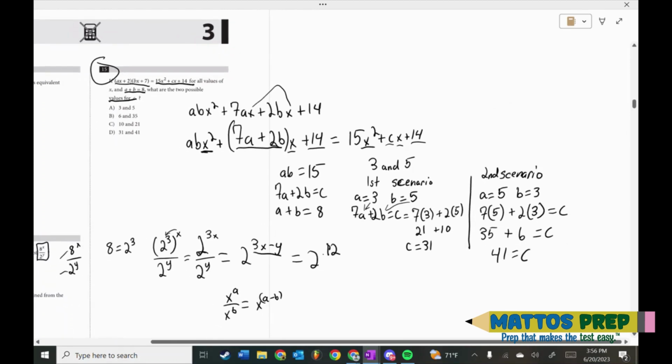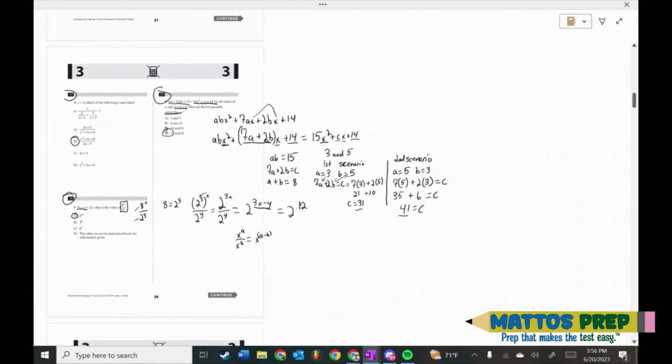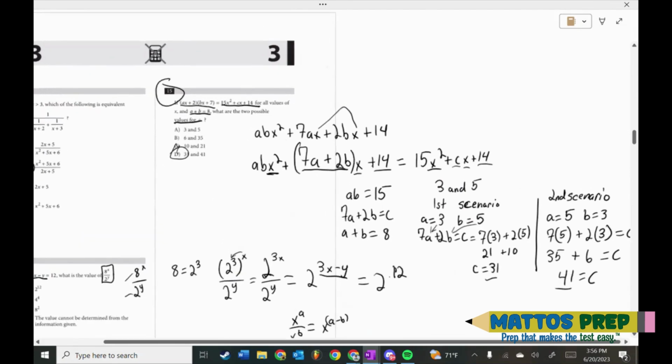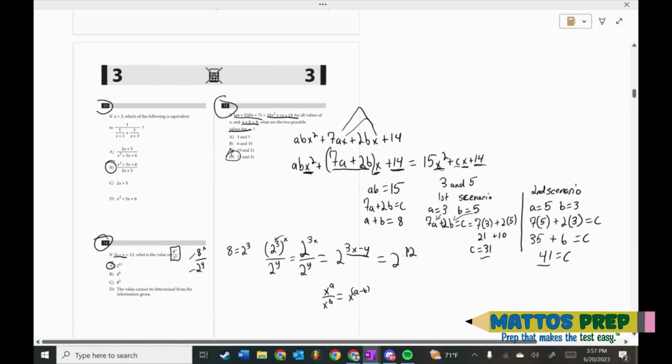Now we have our two possible values for c, which are 31 and 41. We go back to the answer key, and D is the answer. Do you understand what we did there? There are two very important parts. One is factoring out x over here, and the other very important part is understanding the positions. Because once you get the positions and you've factored out, you could set up these equations, and then from here on out, it's just simple algebra. Alright, you got that?